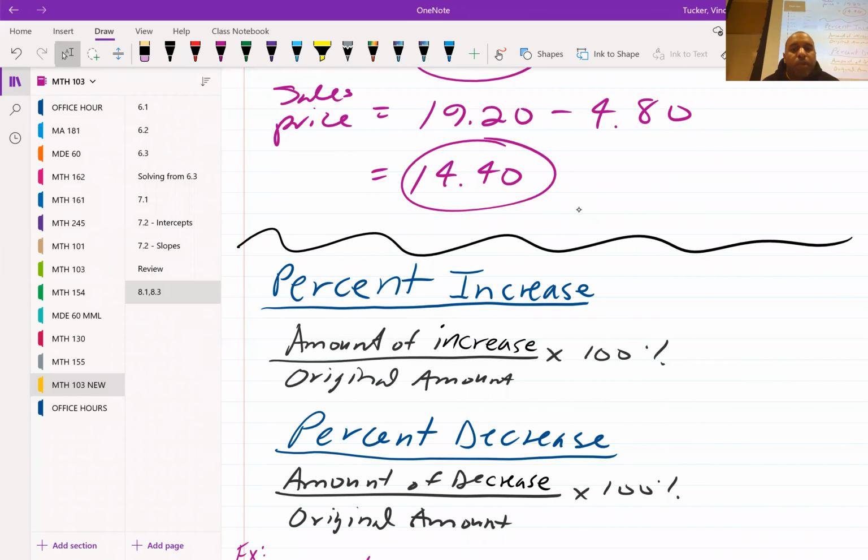All right, so last thing out of this section, talk about percent increase and percent decrease. We're going to calculate both of these the same exact way. First, you'll find your amount of increase by subtracting your values, divide that by the original amount, and then multiply that by 100%. And then you do the same thing for percent decrease, if that's what you're looking for.